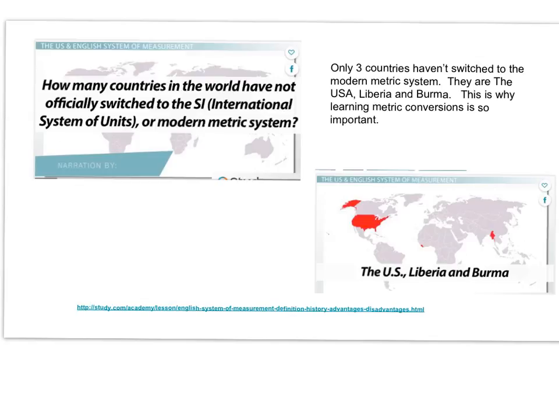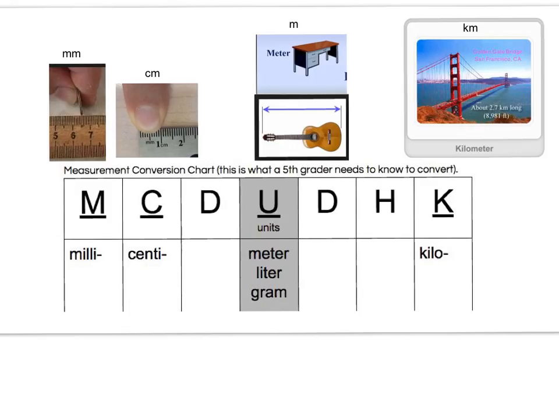Officially, there are only 3 countries that haven't switched to the modern metric system. They are the United States, Liberia, and Burma. Everyone else in the world already uses this system, so that's why we need to learn it. Here's the place value chart that we will be using to learn our metric system.